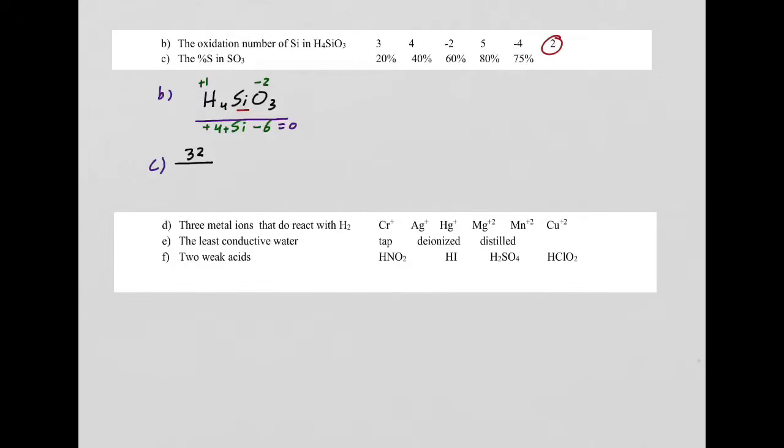And if you look it up, the mass of SO3 is 80. So 32 divided by 80 times 100. What do you end up getting? You end up getting 40%. So basically what we did was the mass of sulfur over the mass of the entire thing, SO3, times 100. That tells you the percentage of sulfur in SO3. Okay. All right. Beautiful. Let's move on.